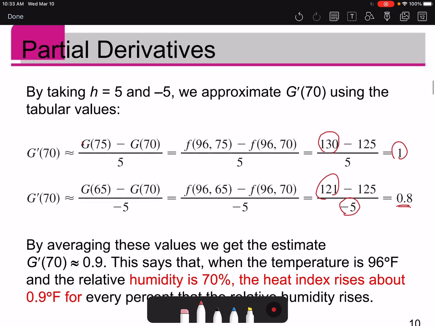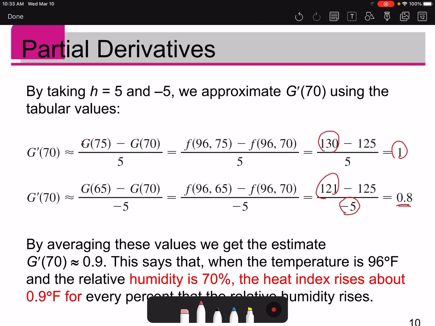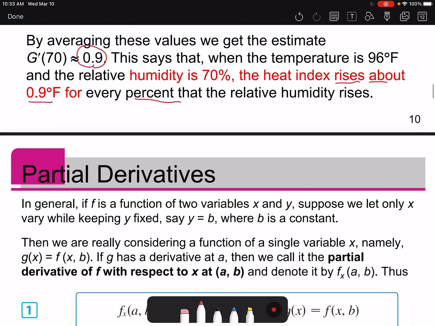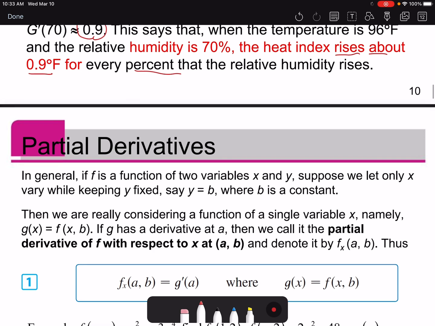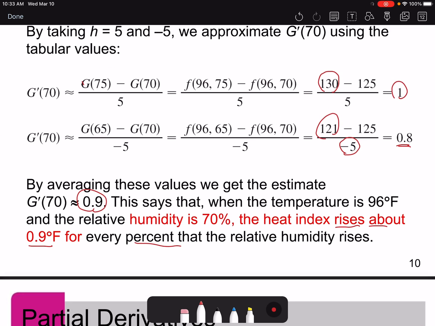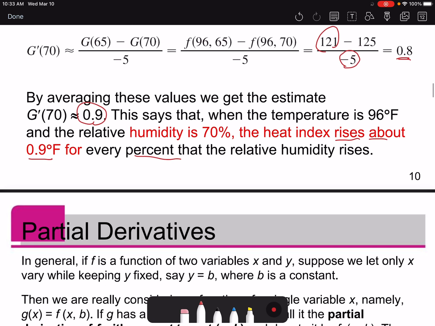So on average, the variation around humidity of 70% is 0.9, which says that when the humidity is 70%, the heat index rises about 0.9 degree for every percent the relative humidity rises. So in general, as you can see, when we check the variations of the two variables, we always fix one variable and look at how the other one changes.